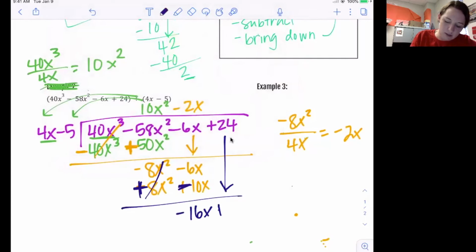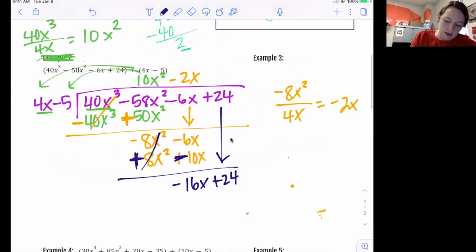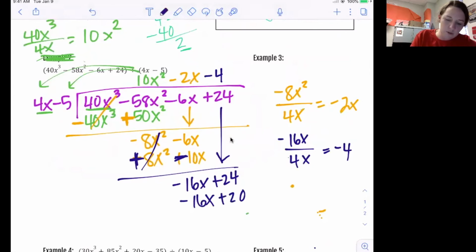Bring down the plus 24. I have negative 16x divided by 4x, which gives me negative 4. Negative 4 times 4x is negative 16x. Negative 4 times 5 is positive 20. Change the signs to subtract. This cancels, and I get a 4, which is my remainder. So my remainder is a positive 4. We put it over 4x minus 5, the value that we're dividing by.